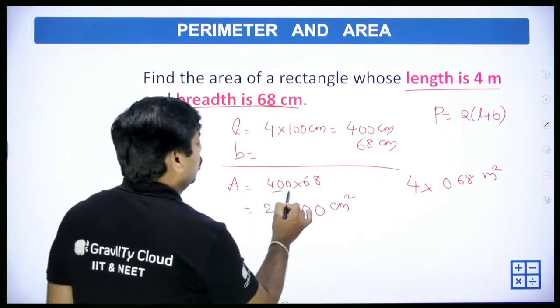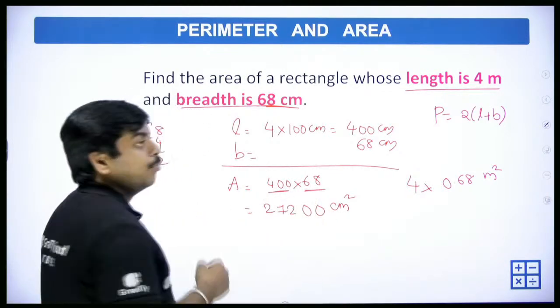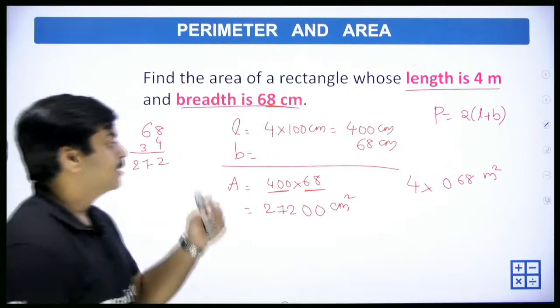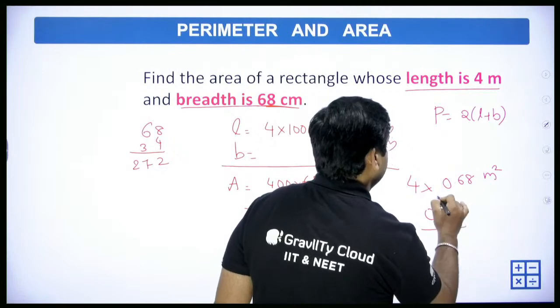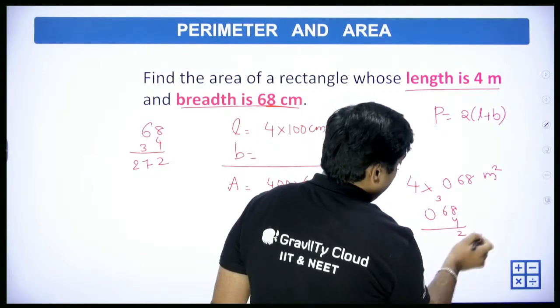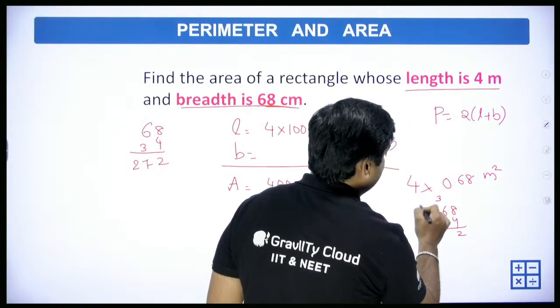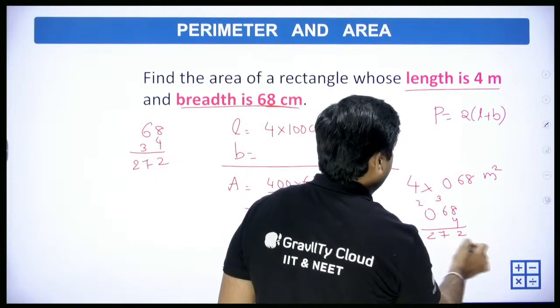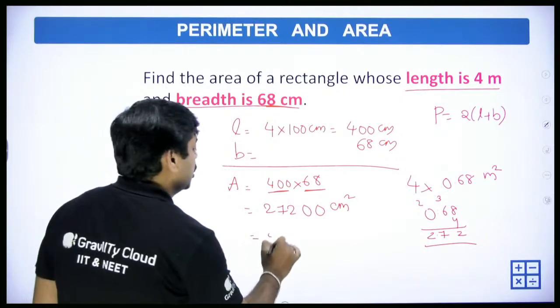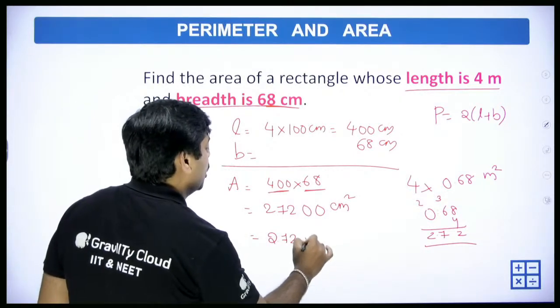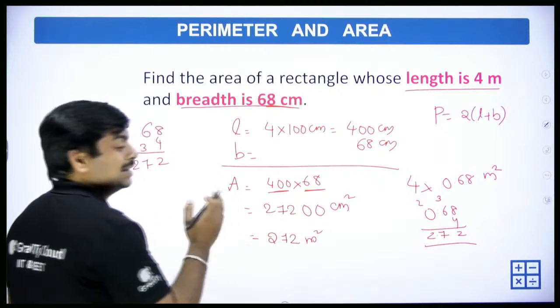Because this is also in centimeters, this is also in centimeters. Both you need to convert into meters, right? So here 0.68 into 4. 8 fours are 32, 6 fours are 24, 27, 272. That becomes 2.72, so 2.72 meters square.